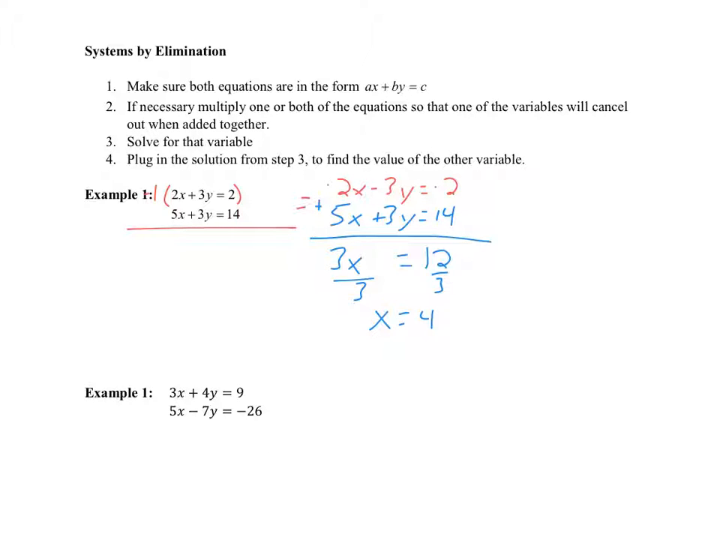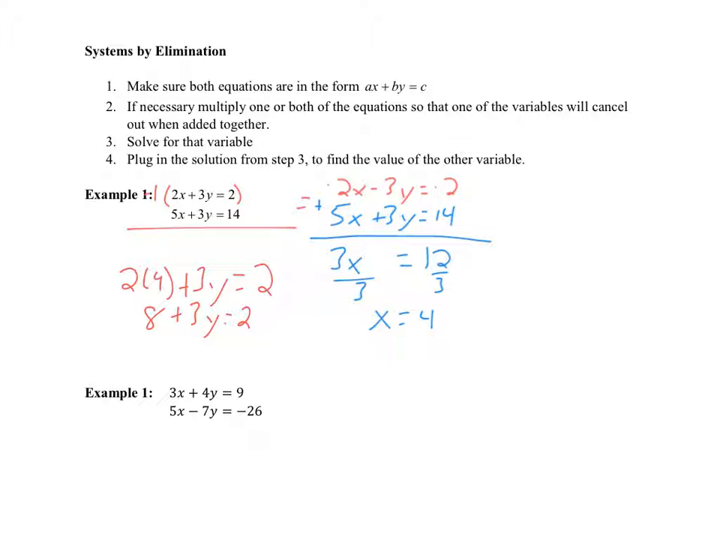So taking one of your original equations, you take that x equals 4, and you plug it in. I'm going to choose this top one here because 2 times 4 is much easier than multiplying 5 times 4. I always choose the easier of the two. So 2 times 4 plus 3 times y equals 2. That would be 8 plus 3y equals 2.